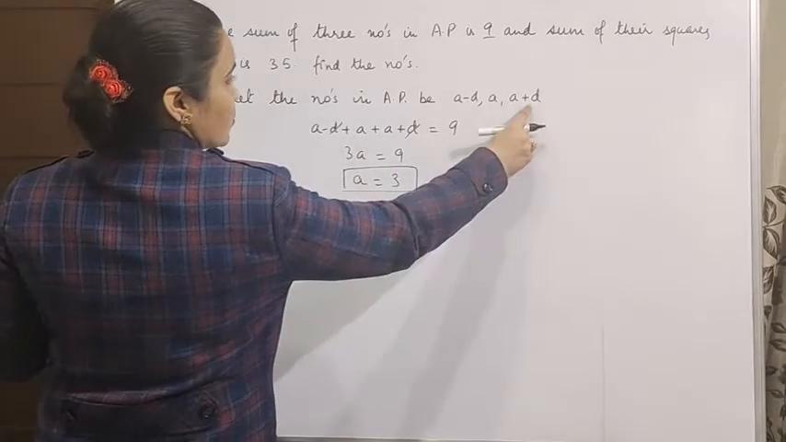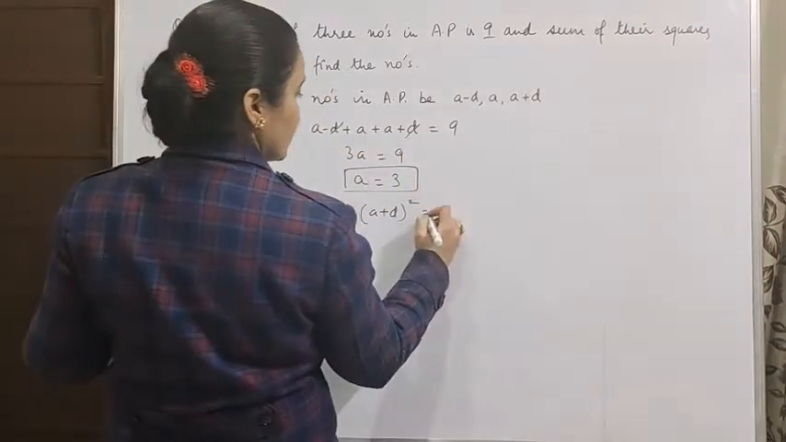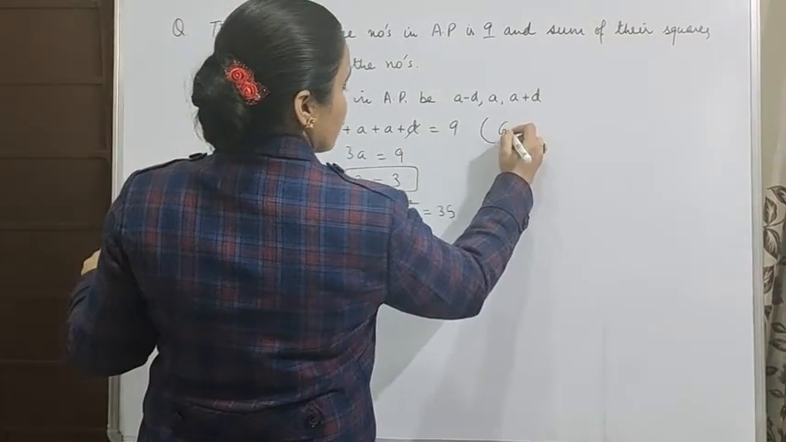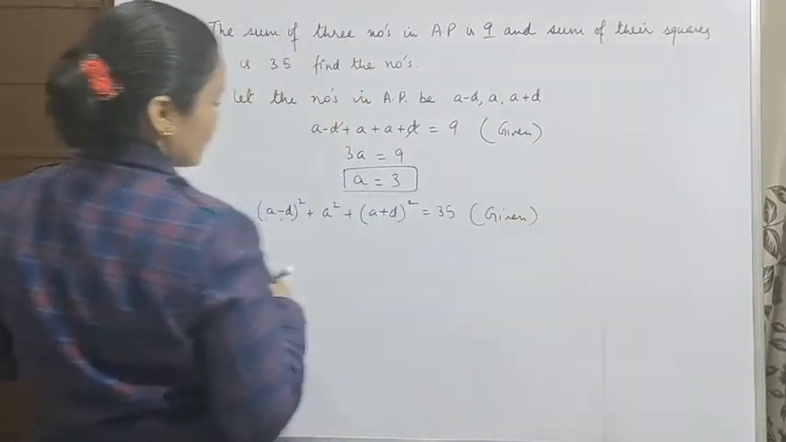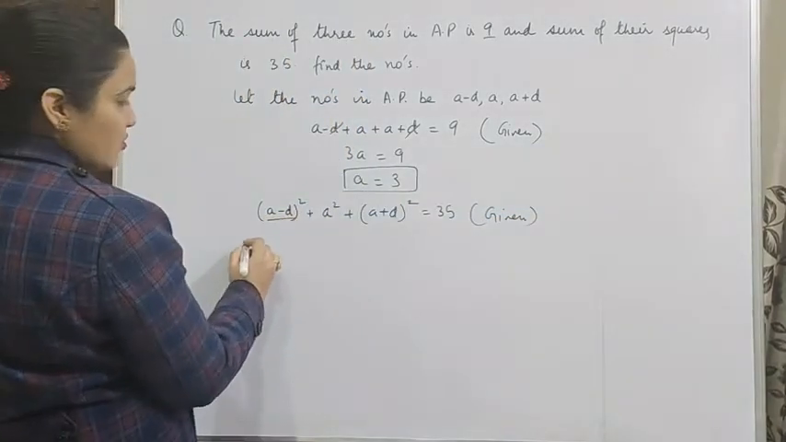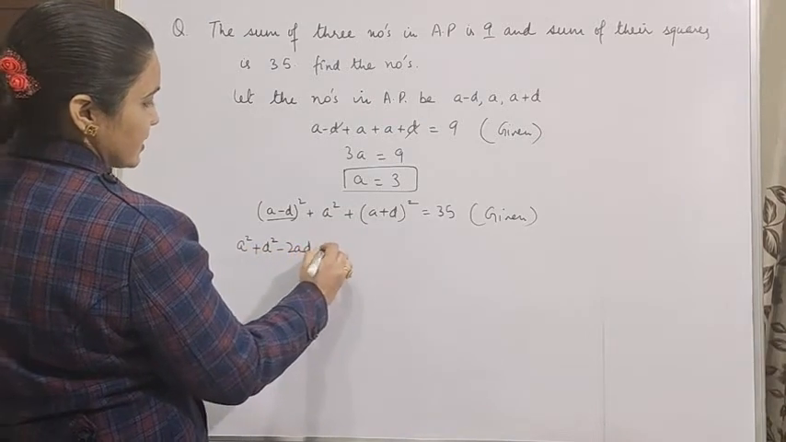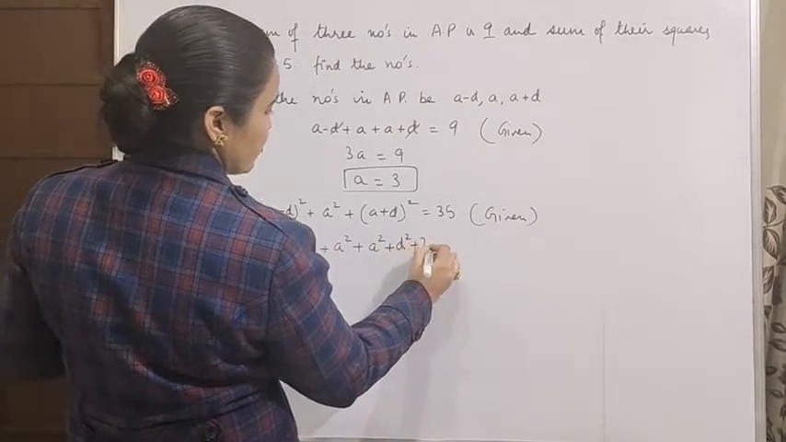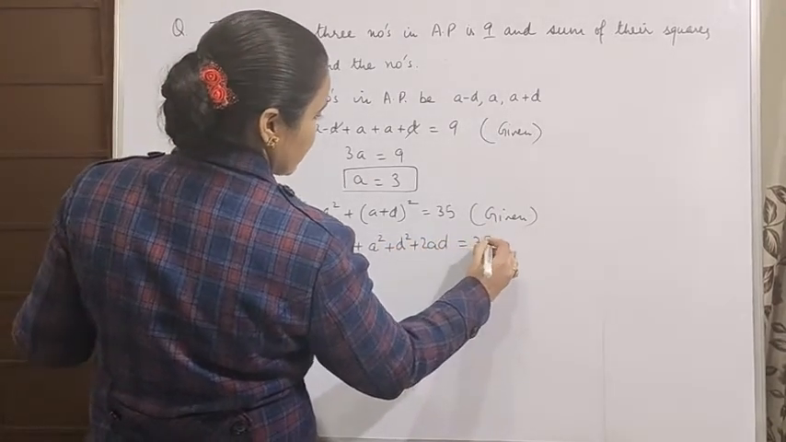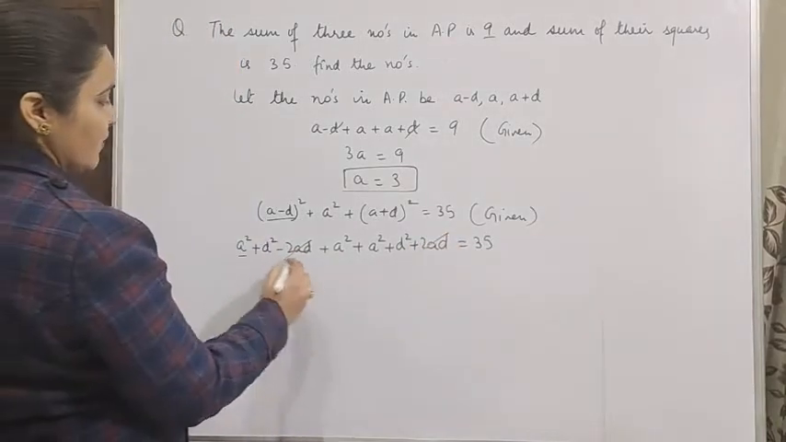Sum of their squares. So we take their squares and then take their sum. This is equal to 35. This is given to us. This is also given to us. So let us now solve this. So a minus d whole square is a square plus d square minus 2ad. Plus a square, plus d square plus 2ad is equal to 35. This cancels.